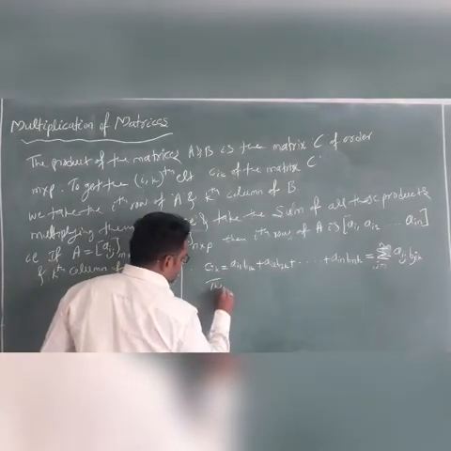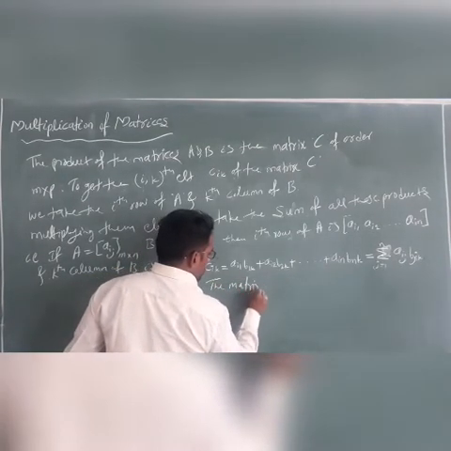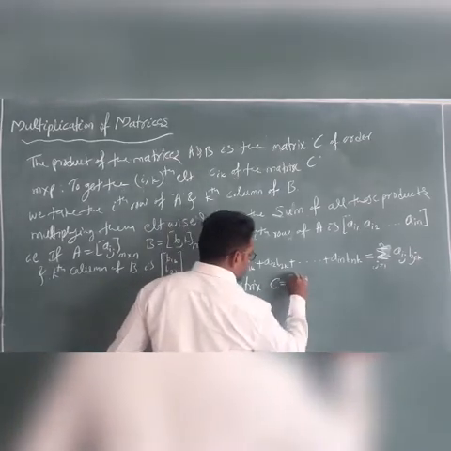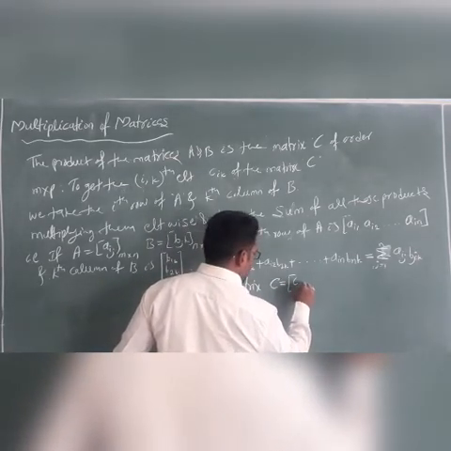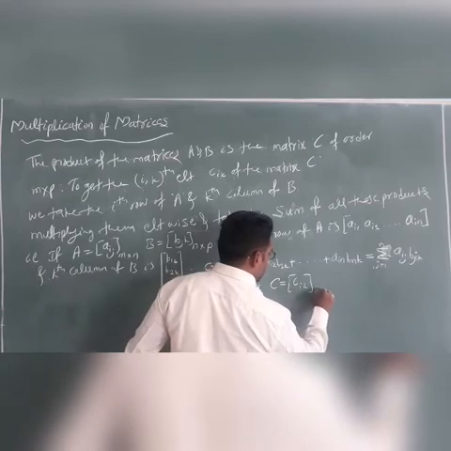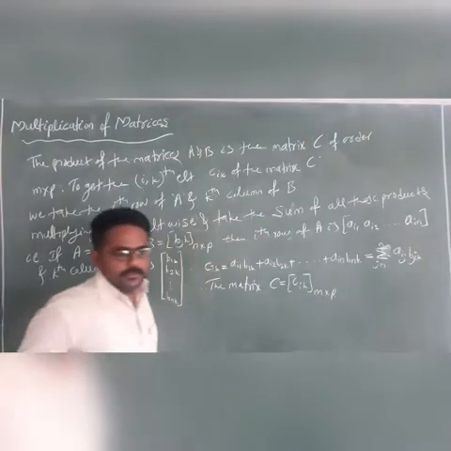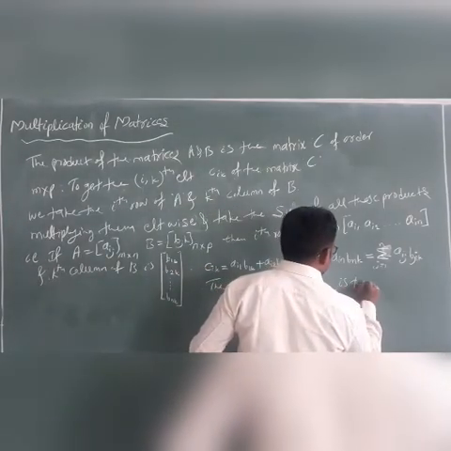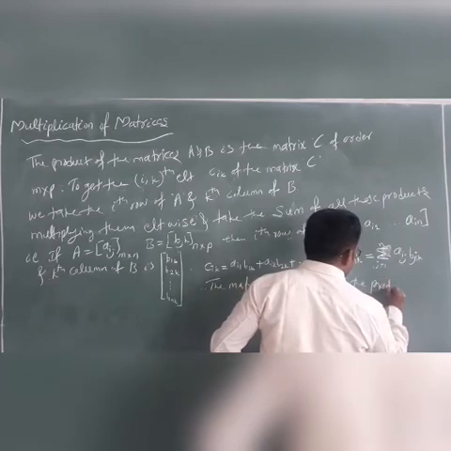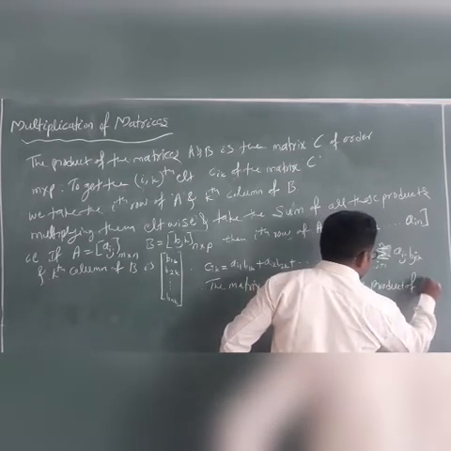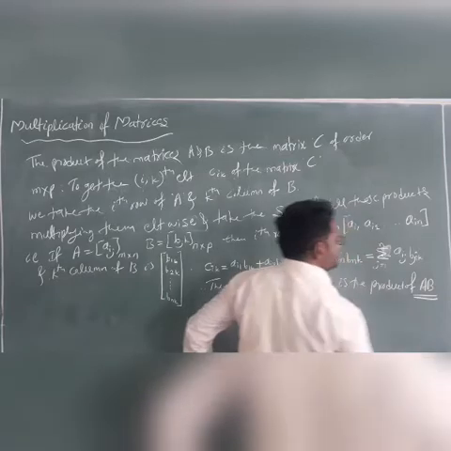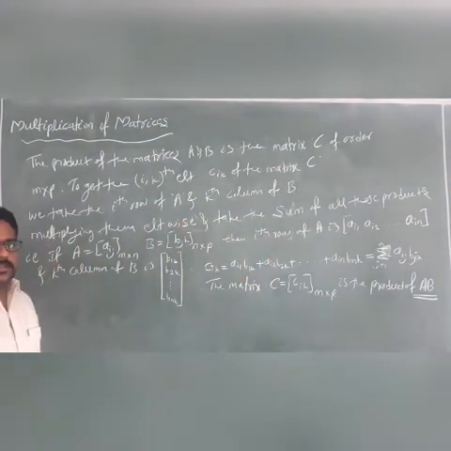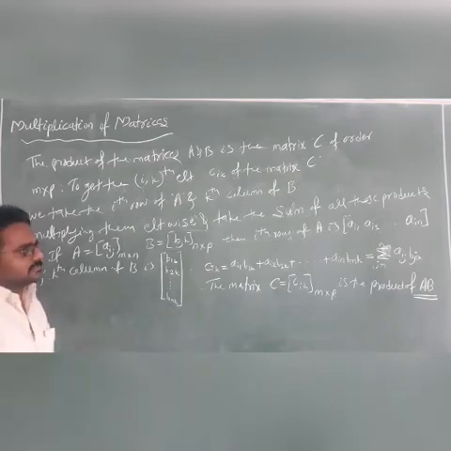Therefore the matrix C with the element Cik of the order M by P is the product AB. This is the actual definition of the product of the two matrices. Okay, just study it down, students.